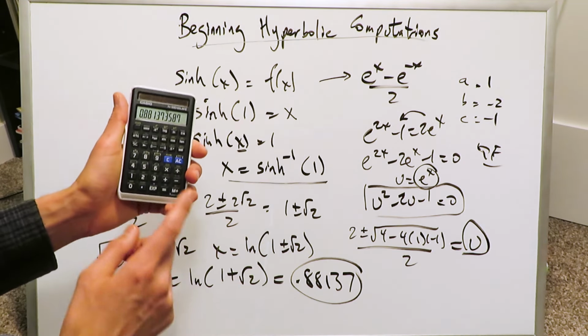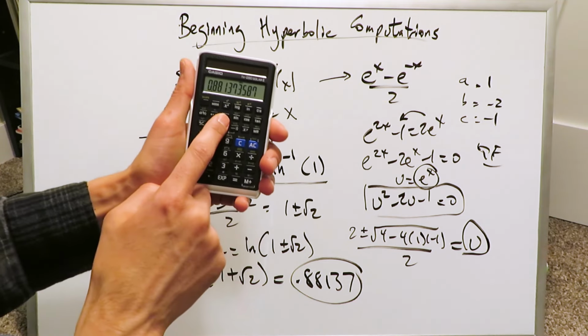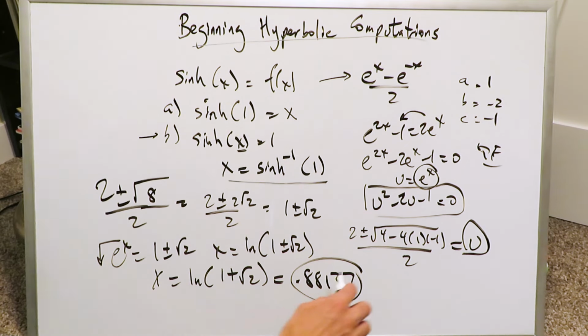Now let's test our answer. If I do the hyperbolic sine of this value, I should get this 1, and I will. I'll do hyperbolic and then sine, and I got the 1. So that tells me my answer is right.